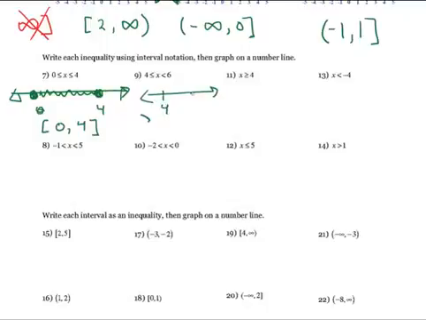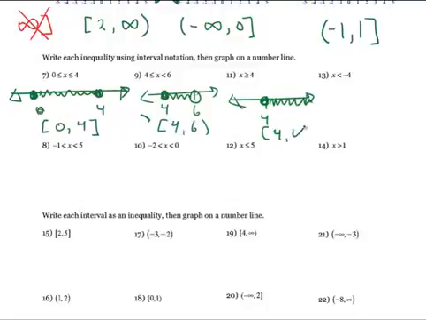This one goes from 4 to 6. I included the 4, I did not include the 6, and I shaded everything in between. So bracket 4, 6, parenthesis. X is greater than or equal to 4. So here's my 4. X is greater than, so shading upwards, bracket 4, all the way up to infinity.